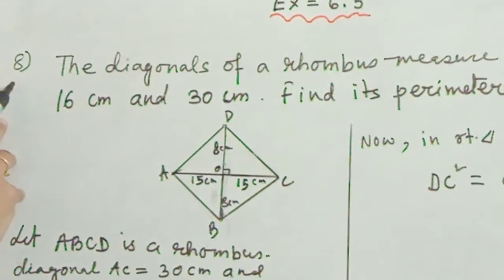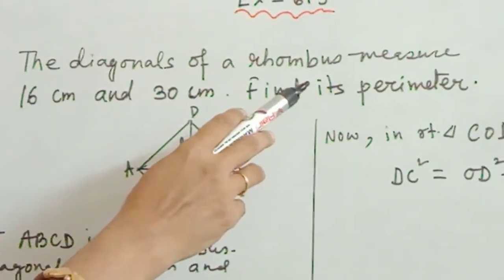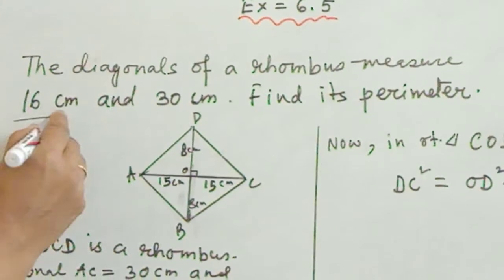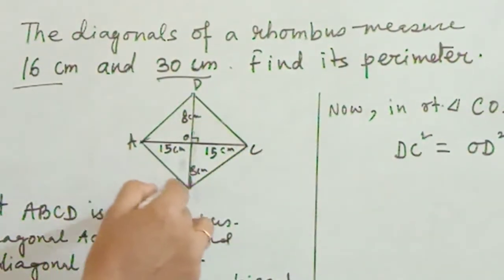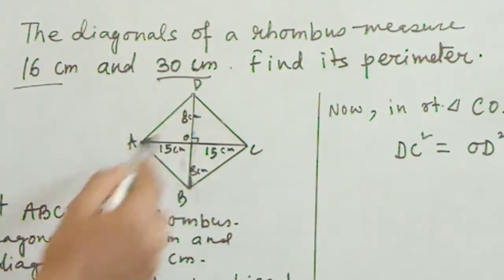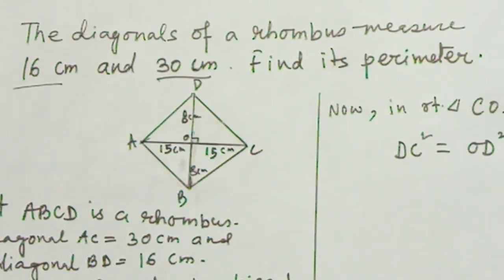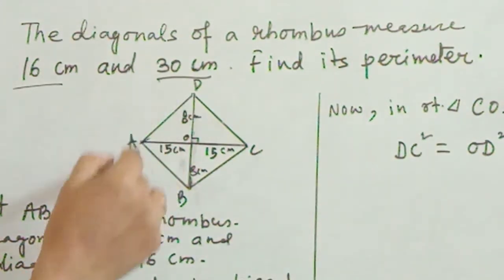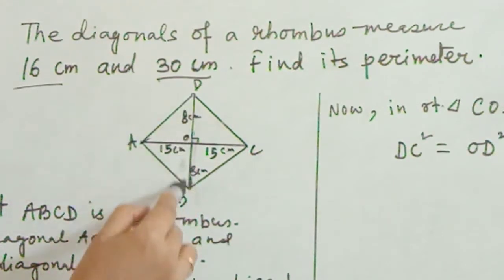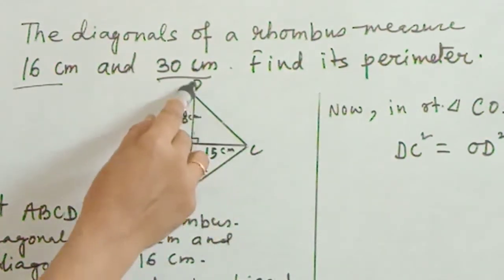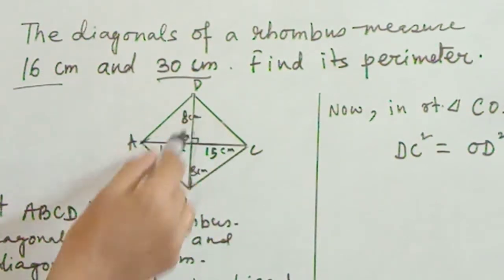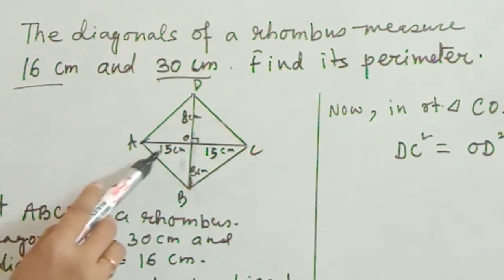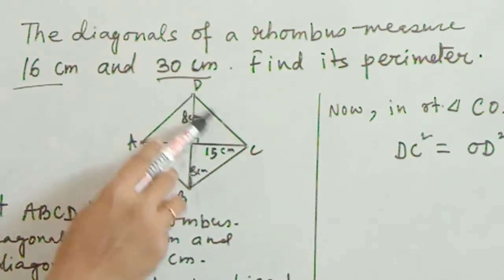Now in question number 8, the diagonals of a rhombus measure 16 centimeter and 30 centimeter. Find its perimeter. You know that all the four sides of a rhombus are the same measurement. They are equal in length. So let ABCD be a rhombus where two diagonals, one diagonal is AC, another is BD. Let the diagonals intersect at O. You have to find the side of the rhombus.